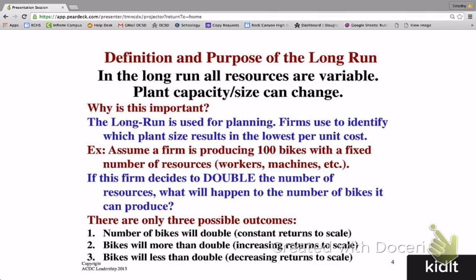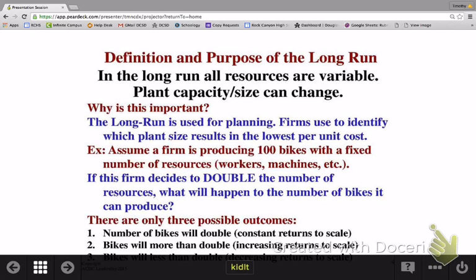So assume a firm is producing 100 bikes with a fixed number of resources. Fixed number of workers, fixed number of machines, whatever it might be. If this firm decides to double the number of resources, what will happen to the number of bikes it can produce? Well, there are only three possible outcomes. The number of bikes will double, that we would call constant returns to scale. The number of bikes could more than double, we would call that increasing returns to scale. Or the number of bikes will be less than double, and we would call that decreasing returns to scale.